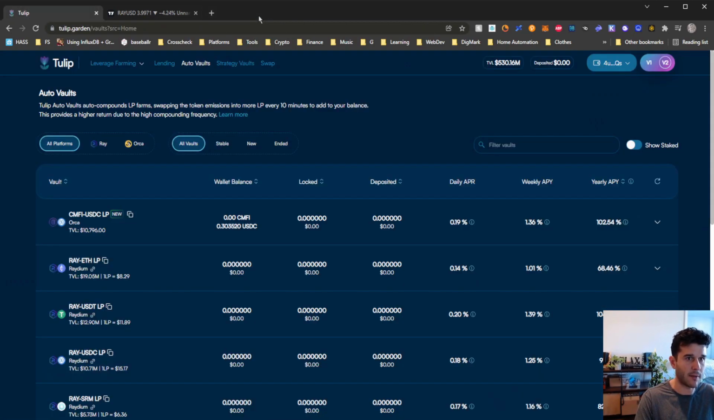You have Taro, you have Alpaca, probably some other ones I'm missing, but we're going to use Tulip Garden because it is just a great protocol. It has a lot of different features. I have a position open that I can show you guys how to close out of. And they recently updated their protocol as well.